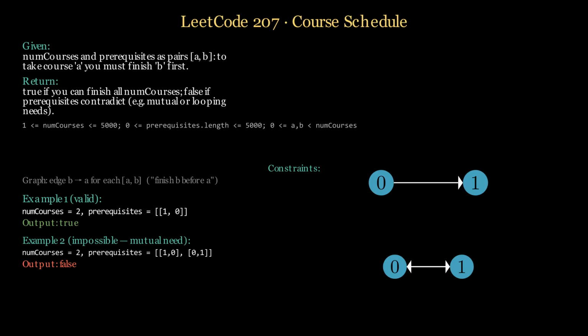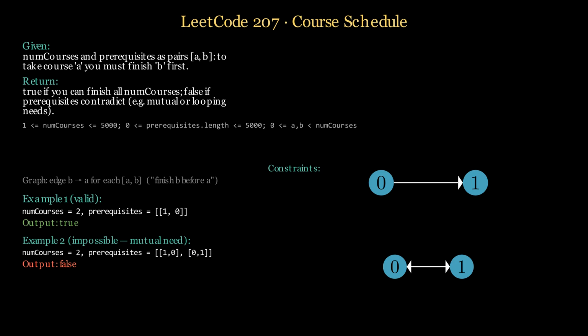LeetCode 207, Course Schedule. You have a number of courses and prerequisite pairs. Pair A, B means you must complete course B before course A. In the graph we draw an edge from B to A. Return true if you can finish every course, and false if the rules contradict, for example when two courses each need the other first.